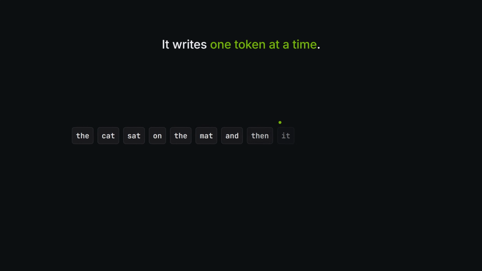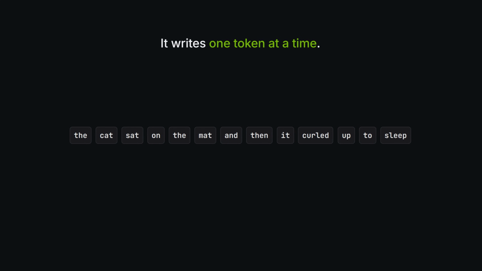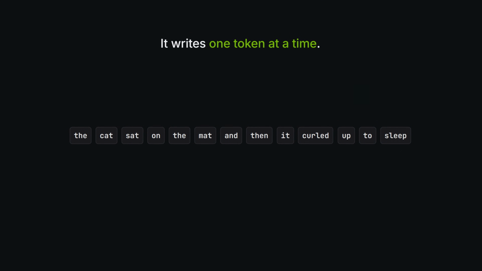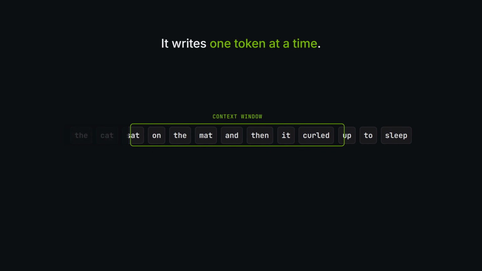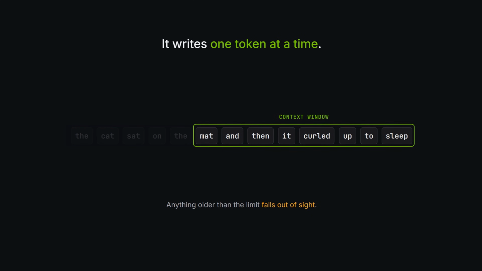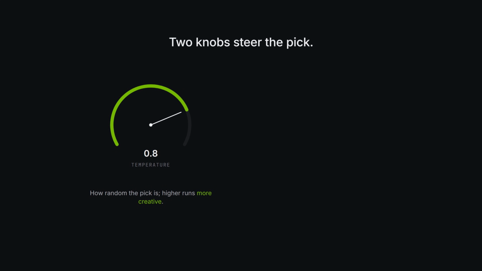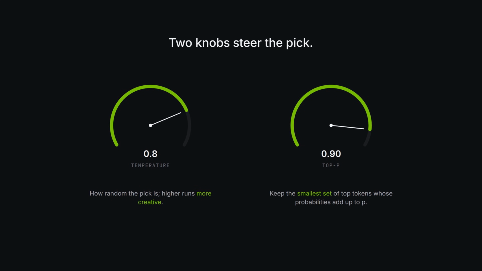At the output, the model produces a probability for every token in its vocabulary, picks one, feeds it back in, and repeats, generating one token at a time. The context window is the maximum number of tokens it can hold in view at once, and anything older than that limit simply falls out of sight. Two sampling knobs steer the choice. Temperature controls how random it is, with higher values more creative, and top P keeps only the smallest set of top tokens whose probabilities add up to P.